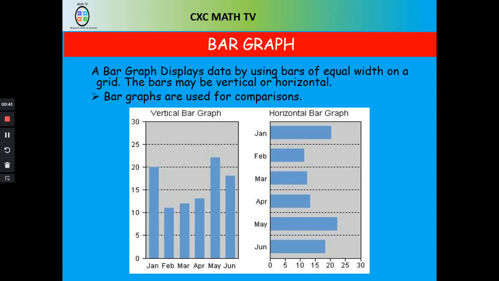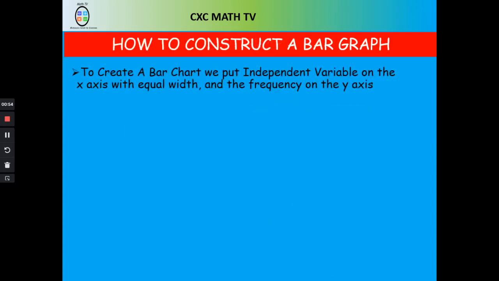A vertical bar chart graph, or it can be a horizontal bar chart graph. Now, it doesn't matter which one of these we use, right? It doesn't matter, but let's look at how we go about constructing these bar charts. So the first thing to do to create a bar chart is to put the independent variable on the x-axis with equal width and the frequency on the y-axis.